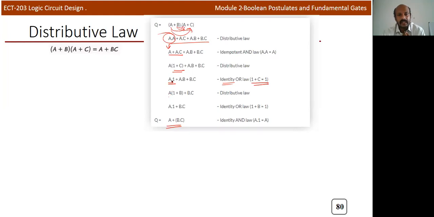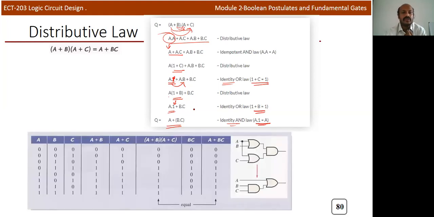Then you can see that I can reduce this one. Now A you can take common, so you'll get 1 plus B. Now 1 plus B is equal to 1, so I can replace this 1 plus B by 1. Now we have A into 1, and A into 1 is equal to A by using the identity law. So finally we'll get A plus BC.